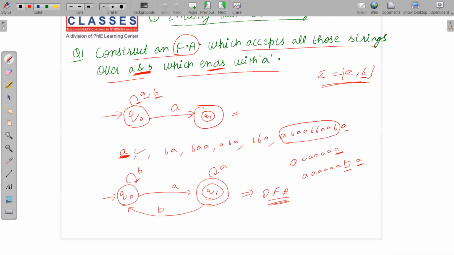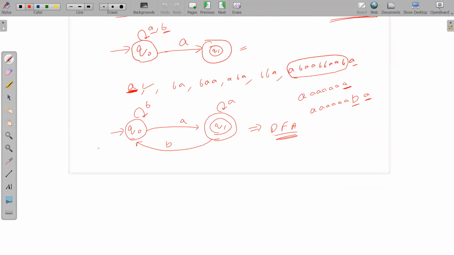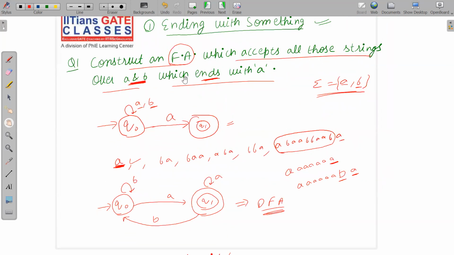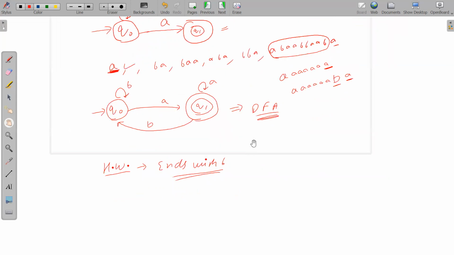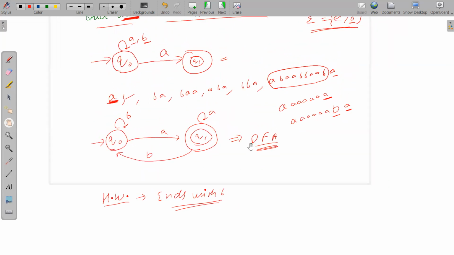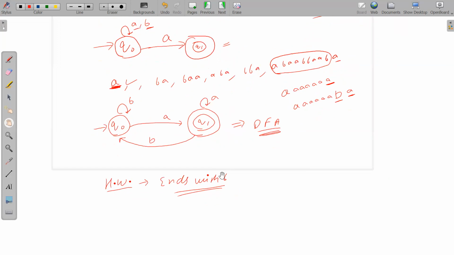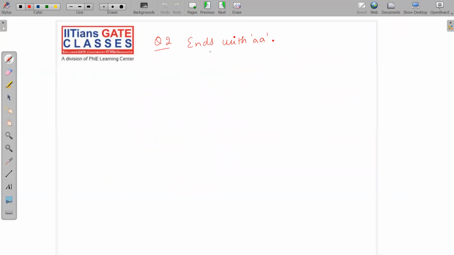Ends with double A. Let me say one thing also: if you are able to follow this, then for homework, you will make an FA which ends with B. I am not writing the proper question, but it will be like this: construct an FA which accepts all those strings over A and B which end with B, in place of A. So you just have to make this B only, and convert all these things. This is very, very simple. I hope you can do it. If you are still not able to, please comment, and I will make the NFA and DFA both for you. Now let's move to the next, that is, ends with double A.